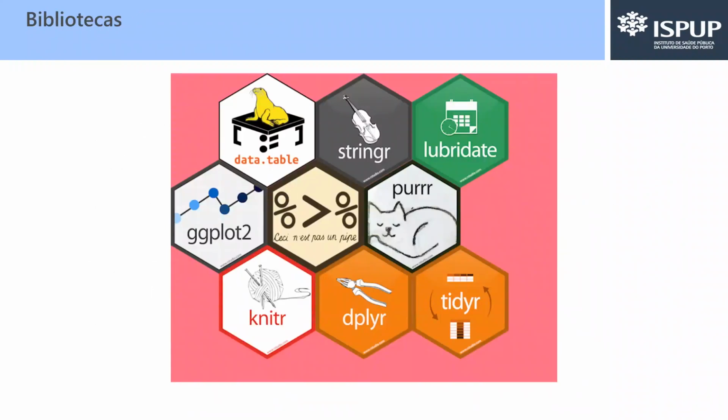So I put here some of the packages I use. Usually I use data.table, stringr, and lubridate to handle dates, and ggplot. I use purrr to handle lists. If you want to do a markdown, I use knitr. Also dplyr, if you want a language that everyone understands, or tidyr. These are a few of the packages you can use in R to clean and tidy the data.